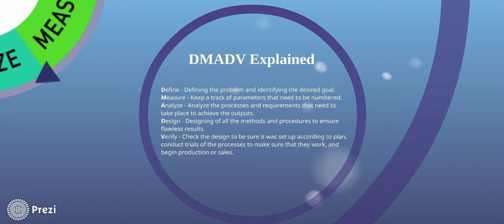DMADV can most easily be defined as defining the problem and identifying the desired goal, measuring and keeping track of parameters that need to be numbered, analyzing the processes and requirements that need to take place in order to achieve the expected outputs, designing all of the methods and procedures to ensure flawless results, and verifying the design to be sure that it was set up according to plan, conducting trials of the processes to make sure that they work, and beginning production or sales.